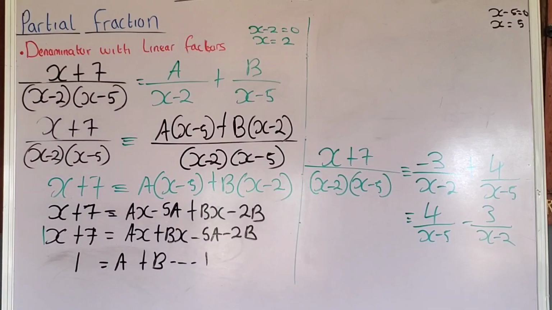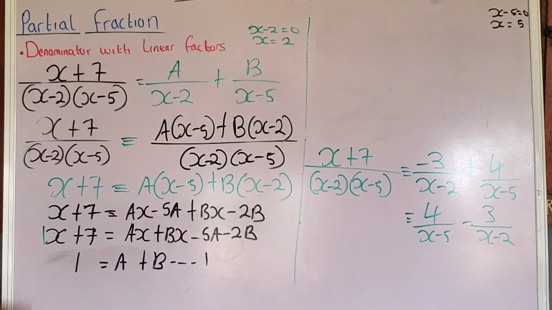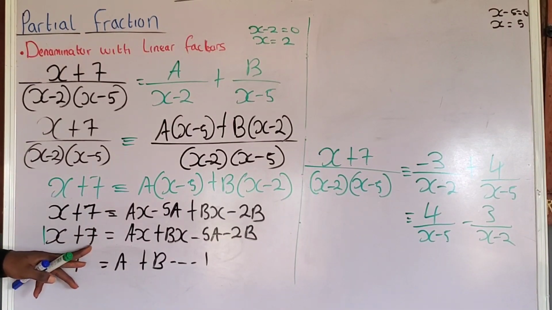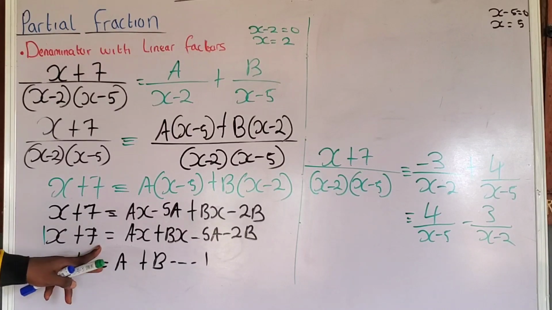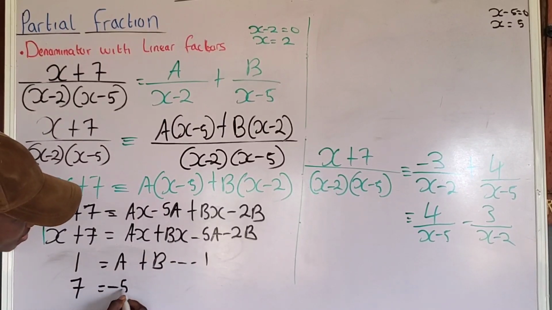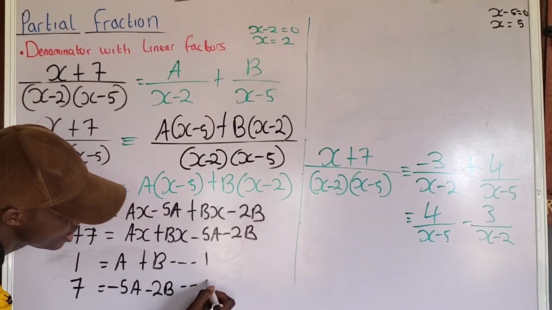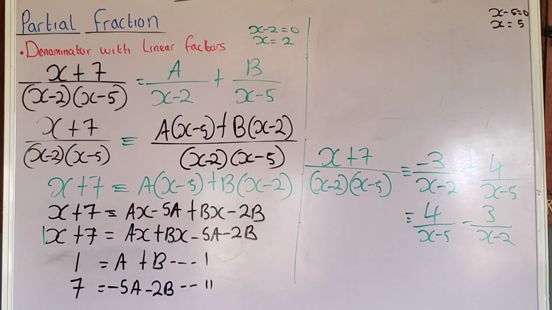Now, for those values that don't have x attached to them, we are also going to equate them to each other. So, because 7 does not have x attached to it, I'm going to have 7 is also equal to minus 5a minus 2b. Call this one equation 2. Then you solve these equations simultaneously to get the values of a and b.